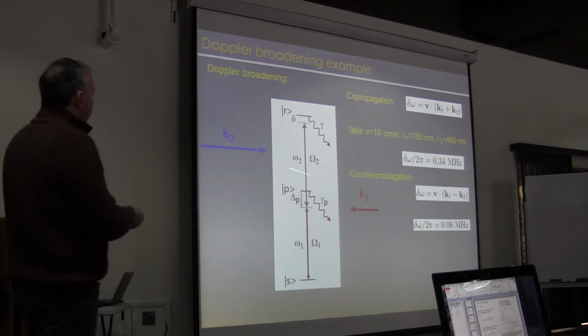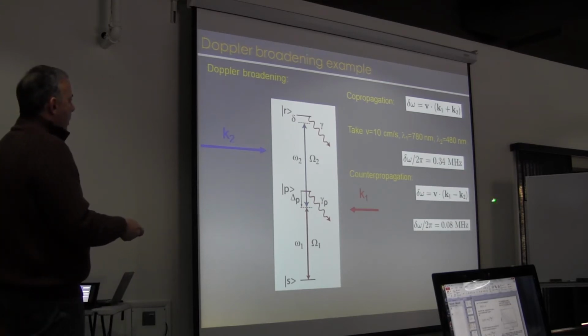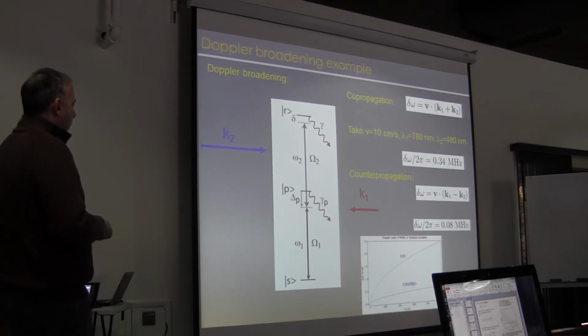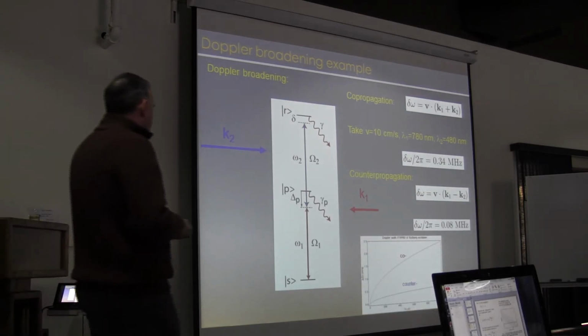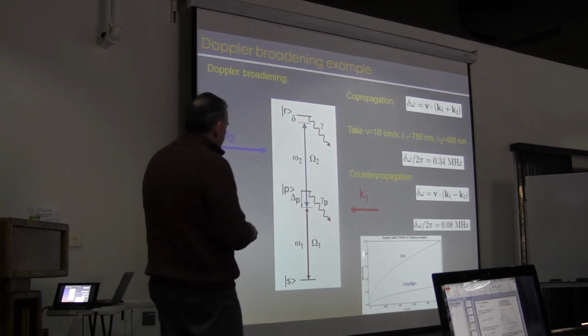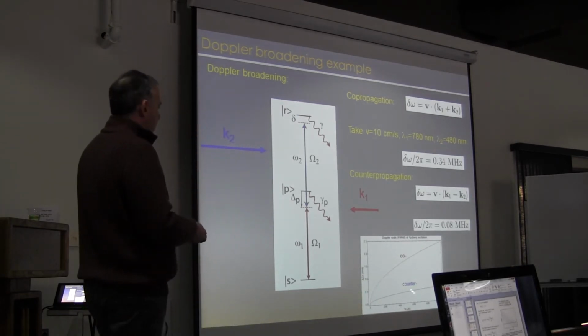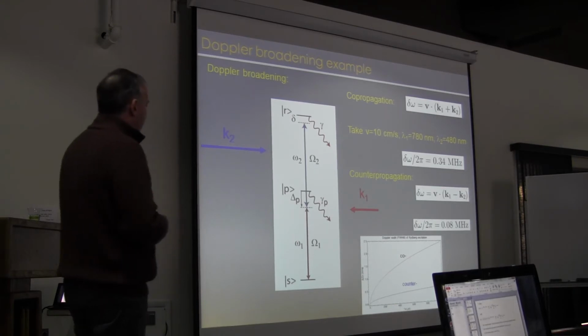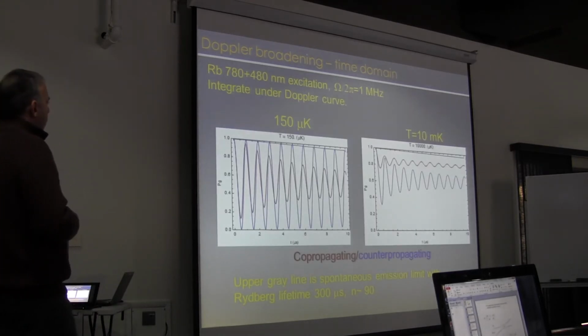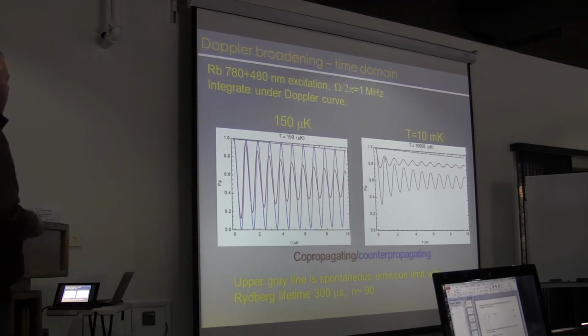If I counter-propagate these two beams, then the Doppler shift is the difference of the wave vectors, and I can greatly reduce the Doppler broadening. So you see that here. This is the Doppler broadening in frequency units versus the temperature of the atoms for co- and counter-propagating beams. So the counter-propagating case is to be preferred, and that becomes even more clear if we look into time domain.